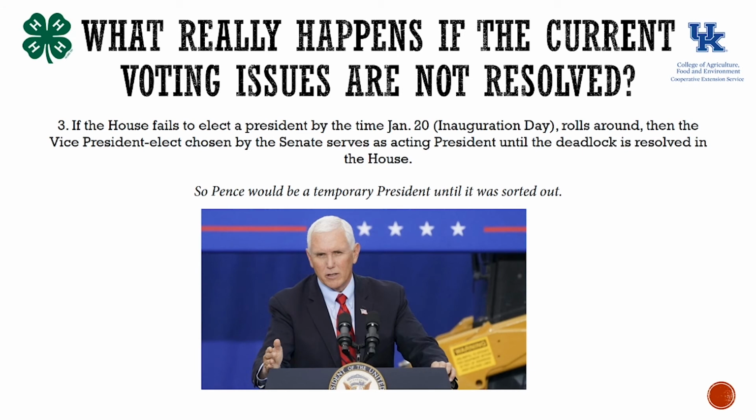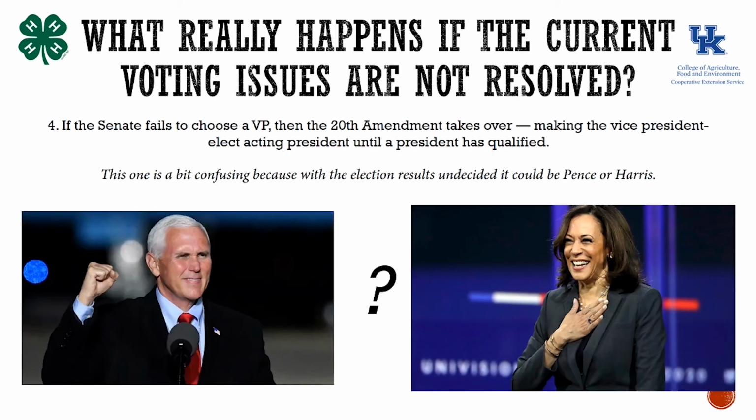So number 3, again, I'm throwing a lot at you, but I want you to understand this process runs deep. And so we've got several fail-safes in place in case things aren't going to go smoothly. If the House fails to elect a president by the time of January the 20th, the inauguration day rolls around, then the vice president-elect chosen by the Senate serves as acting president until the deadlock is resolved in the House. So again, with the Senate being led by the Republicans at this point, Mike Pence would become a temporary president until everything was sorted out.